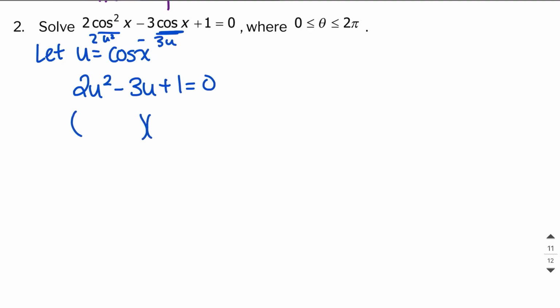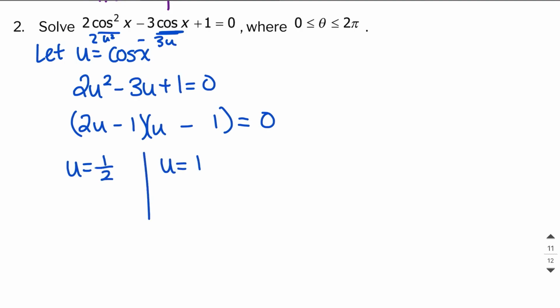Then I'm going to factor this right here. So I've got 2u and a u. And then the nice thing is I would only use 1 and 1. They both have to be negatives. So this is what I would get right here, which means that u would either be 1/2 or u would be 1. Now I can go back and replace the u with cosine x. So I can say cosine x equals 1/2 or cosine x equals 1.